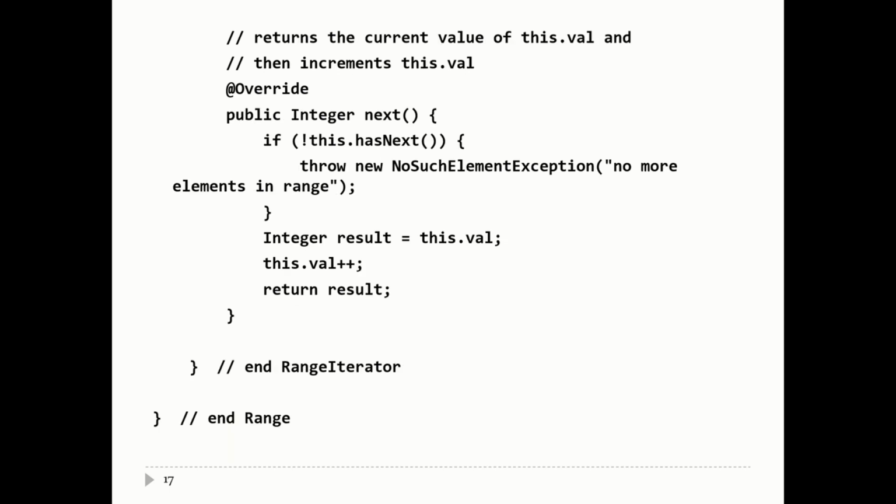And then finally, next returns the current value. The current value is just this.value, so we're going to return that. But before we return it, we're also going to increment the value by 1 so that the iterator is at the next value the next time next is called. If there are no more elements, throw an exception, and you just use hasNext to check that. So in this particular case, the iterator is basically just a counter. It counts from 0 up to the stopping value minus 1, I guess. And that's it. It's pretty easy to implement.